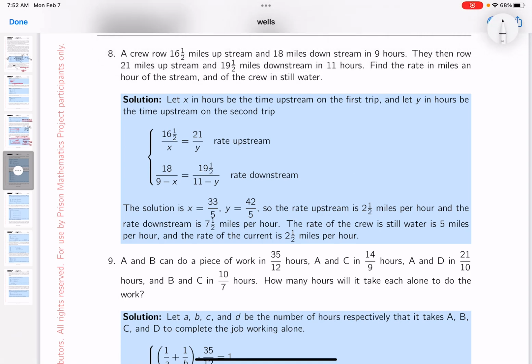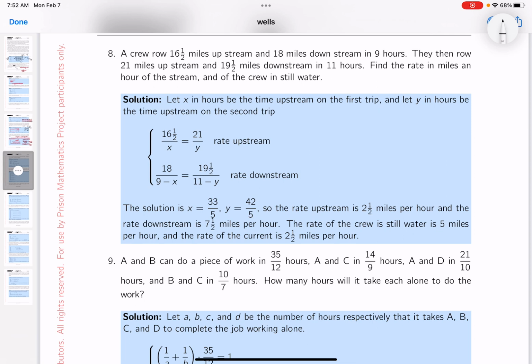Okay, this is a uniform motion problem, or at least I'm assuming it's uniform motion. It's rowing in a river. There's a crew. They row at a consistent rate, let's say. Let's say the river is also consistent. And so I'm going to read it, and when I read, I'm going to draw a little picture.